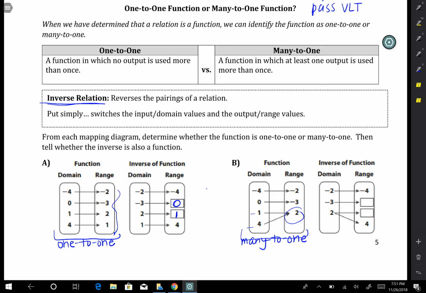Now, in our instructions, it says, from each mapping diagram, determine whether the function is one-to-one or many-to-one. We did that. In letter A, it's one-to-one. Then it says, tell whether the inverse is also a function. And for this one, because every x value is going to one y value, this is a function.